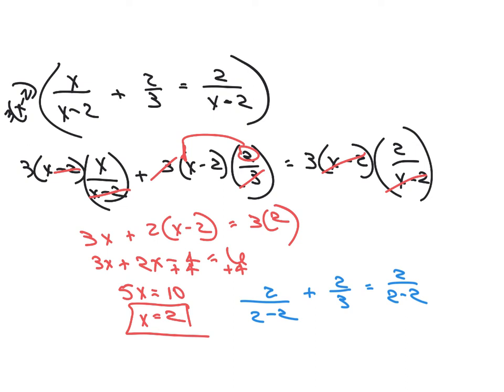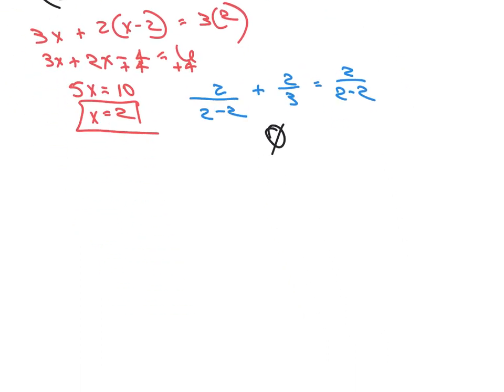Okay, notice what happens. This 2, when I subtract it, I get 0. That's undefined. When I do it here, I get 0 on the denominator. That's undefined. So actually, when I put 2 in there, even though algebraically it works, it is undefined. There is no answer.